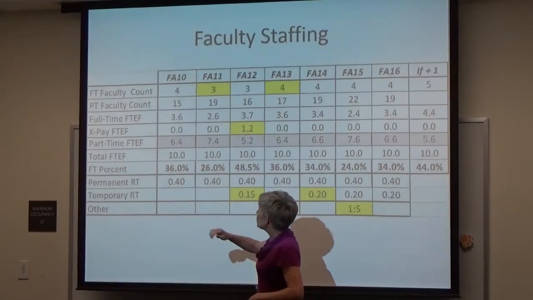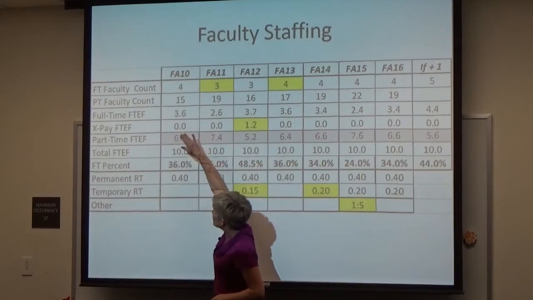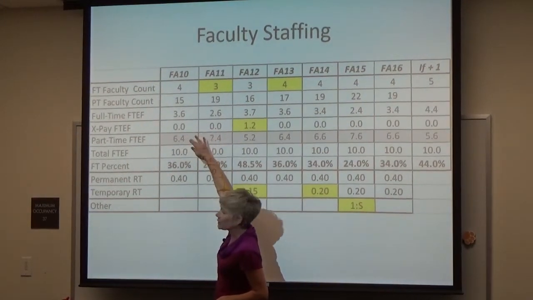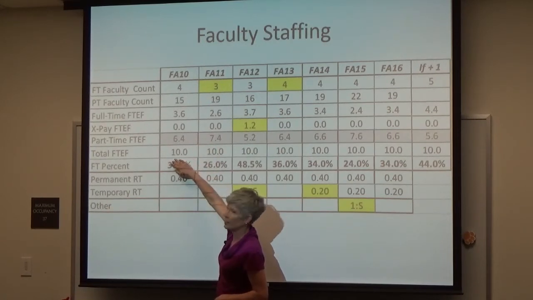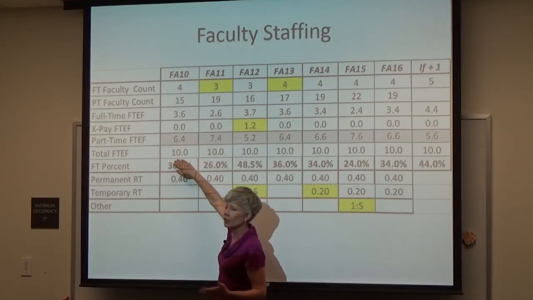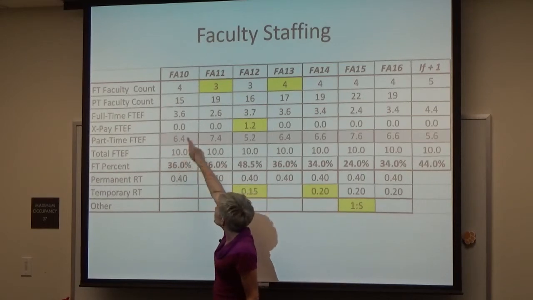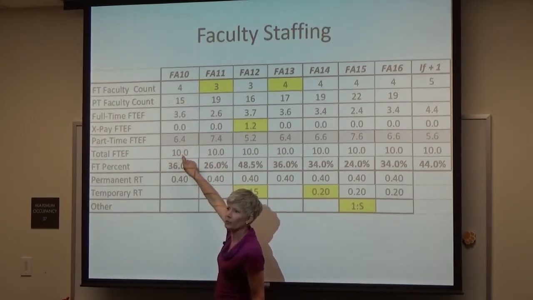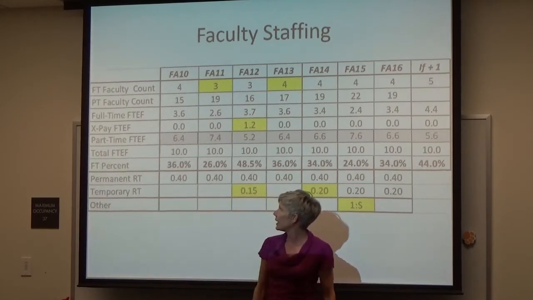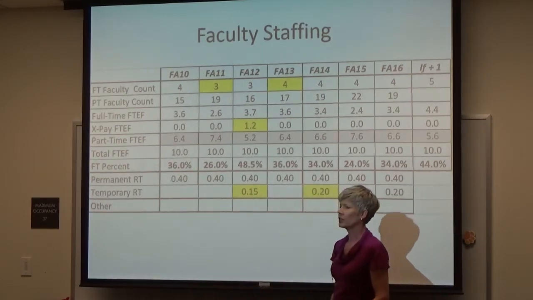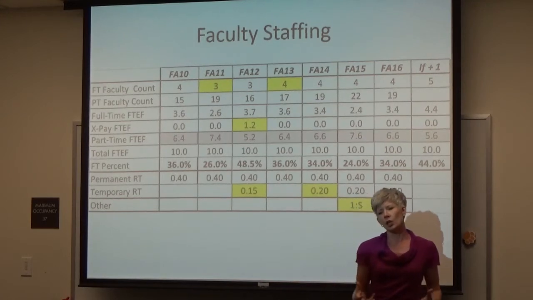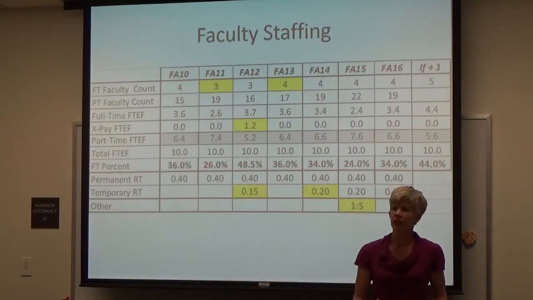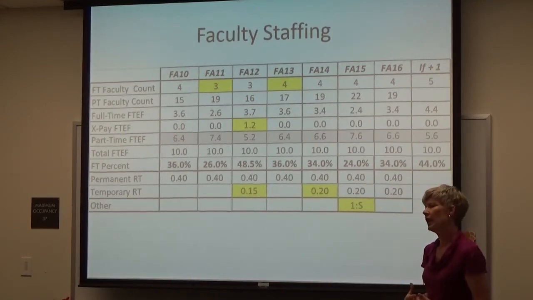All right, so we're going to look at this next set of boxes, the full-time FTEF, the extra pay FTEF, the part-time FTEF, and the total FTEF. The total is the sum of the other three things. So we should have 3.6 and 6.4 adding up to 10.0. The total FTEF, full-time equivalent faculty, is how many of the load units for all the course sections that are being taught in that semester add up to.